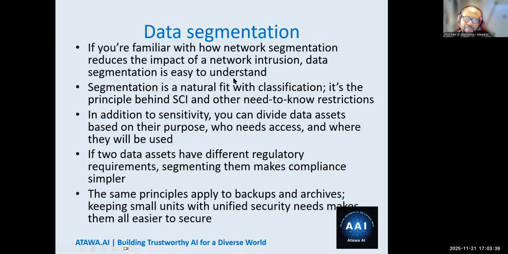So data segmentation is similar to network segmentation, where we put instructors' files and admin files separate from HR files, right? If I have two data sets, I can divide them up. Maybe they have different regulatory requirements, so I want to segment them to make my compliance simpler. Like need-to-know data as opposed to general data. If I have issues of sensitivity, I divide my data assets based on their purpose, or who needs access to them, or where they will be used. That's the same concept, right?